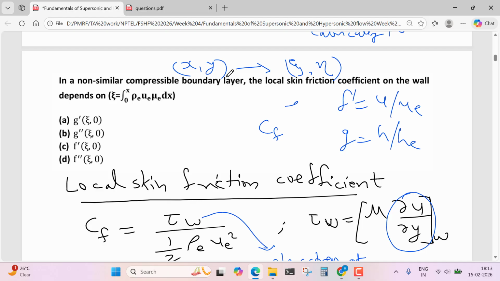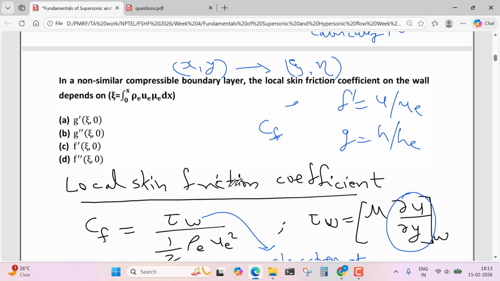So what has been done is that let's say our coordinate system is xy, we have transformed it to xi eta. What is f and g? F dash is given by u upon ue and g is given by h upon he, where u is velocity and h is enthalpy and e is referring to the edge of boundary layer. So we have to find what is the coefficient of friction, or at what function it is depending on.